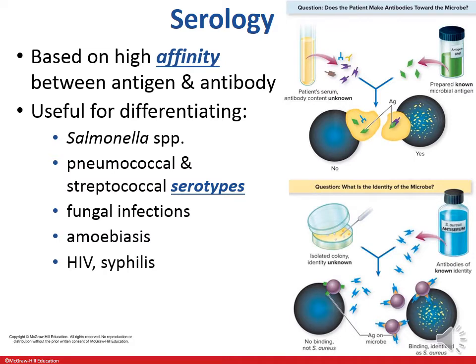We can identify fungal and amoebic infections. In some cases, HIV and syphilis tests will use this same idea of antibody-antigen affinity, as well as what we do with measles and rubella. So we're going to see different varieties of tests that use this same idea.